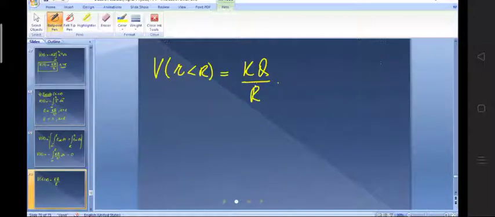Now it's obvious that this kq divided by capital R is a constant, isn't it? It's not a function of r. So obviously the electrostatic potential inside is equal to a constant. Okay, beta?